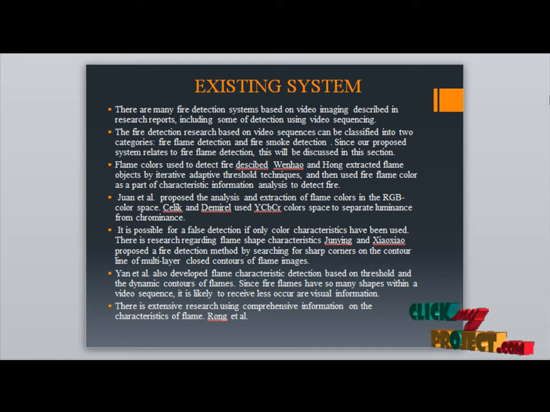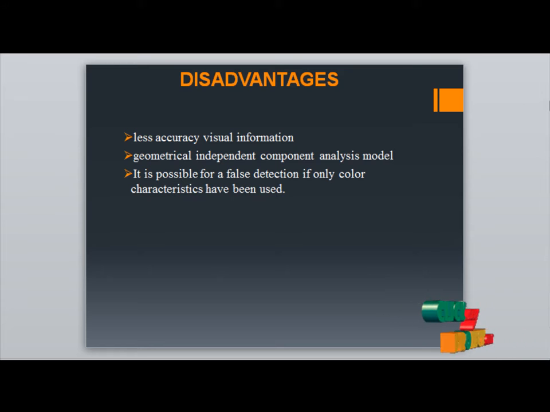It can lead to false detection when color characteristics are used. Research regarding flame shape describes a sharp corner on the contour of a multi-layer closed flame. Since fire flames have so many shapes within the video sequence, it is likely to receive less accurate visual information in extensive research. Disadvantages: less accuracy, visual information, geometrical independent component analysis model. It is possible to have false detection when only color characteristics are used.